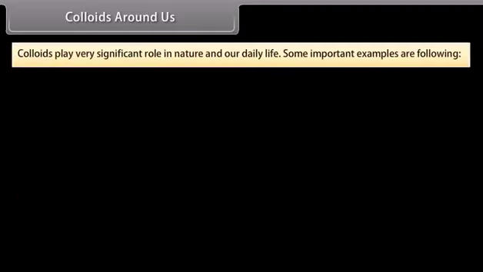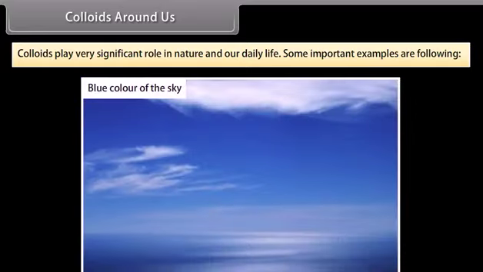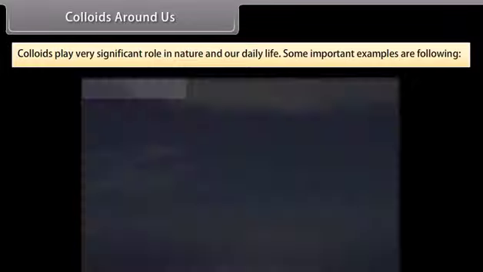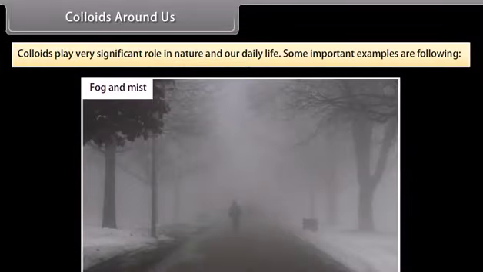Colloids around us. Colloids play a very significant role in nature and our daily lives. Some important examples are as follows. Blue color of the sky. It is due to scattering of light by colloidally dispersed dust particles in air that sky looks blue. Fog and mist. They are colloidal systems. When large mass of air containing dust particles cools below its dew point, the moisture present in the air condenses on the dust particles, forming fine droplets.